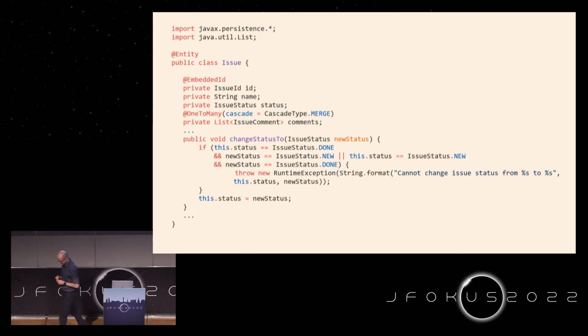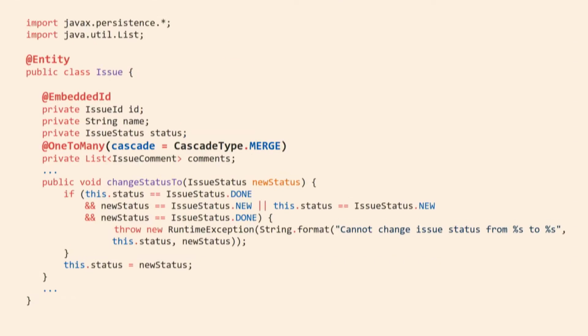Here's a classic JPA implementation. We have a business entity with some business code, changeStatusTo, and some JPA annotations. It looks okay, right? No. We just mixed two very important responsibilities. First is our domain code and business code, obviously. And the second one is some instructions on how to persist this entity.